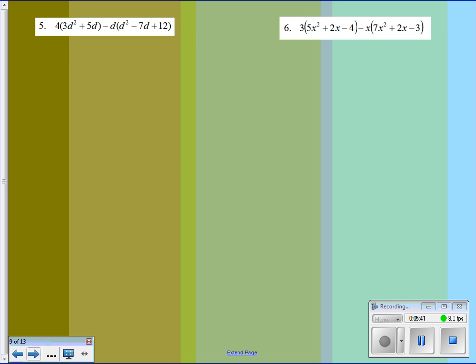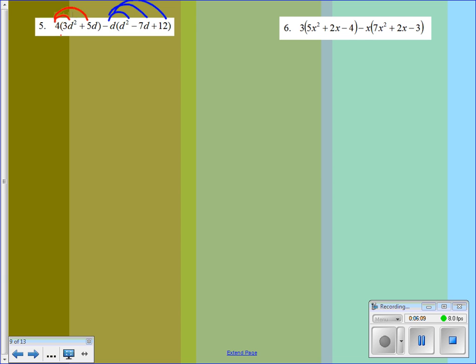Let's try number 4. So for number 4, what we're going to do is start by distributing. Sorry, we're on number 5. I want to take this 4 and distribute it into each thing. Notice I'm only distributing it into the parenthesis that follows it. Same with this negative d. I'm only distributing it into the parenthesis that follows it. So let's go ahead and take a look at what that's going to look like.